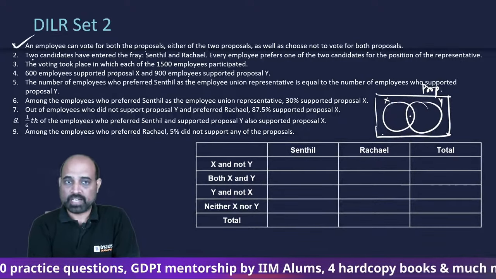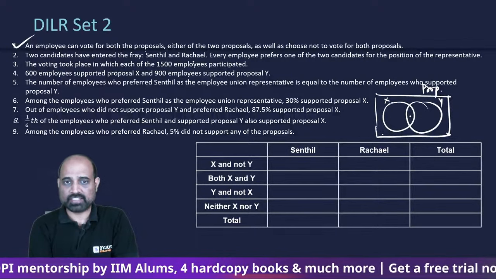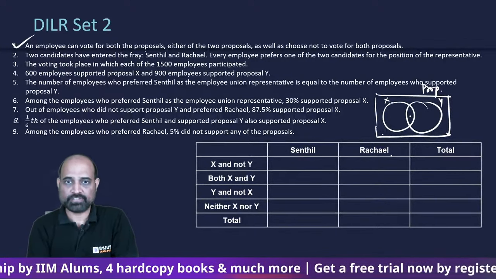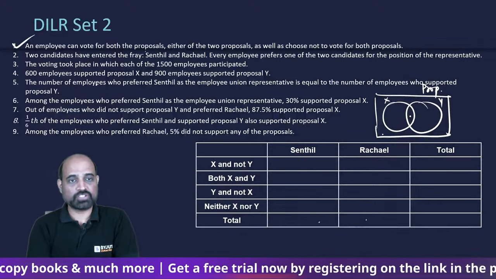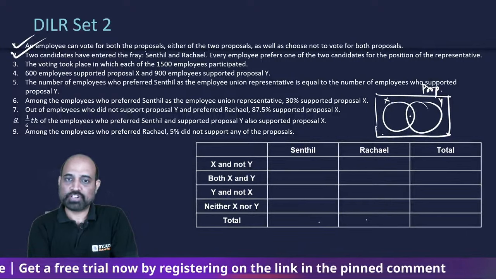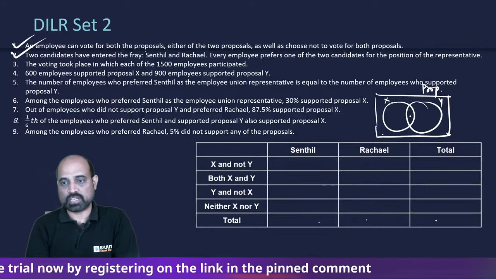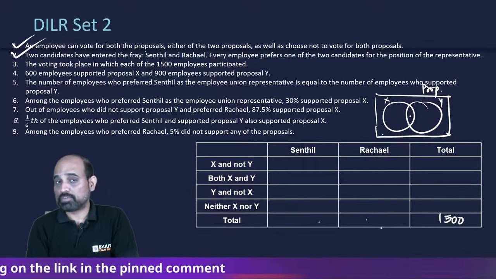So first statement understood. Second statement is the candidates have entered the fray, Senthil and Rachel. So Senthil and Rachel we have. Every employee prefers one of the two candidates. So the total should be here. The voting takes place, and each of the 1500 employees participated. So this sum should be 1500. The sum of all the rows and sum of both the columns.